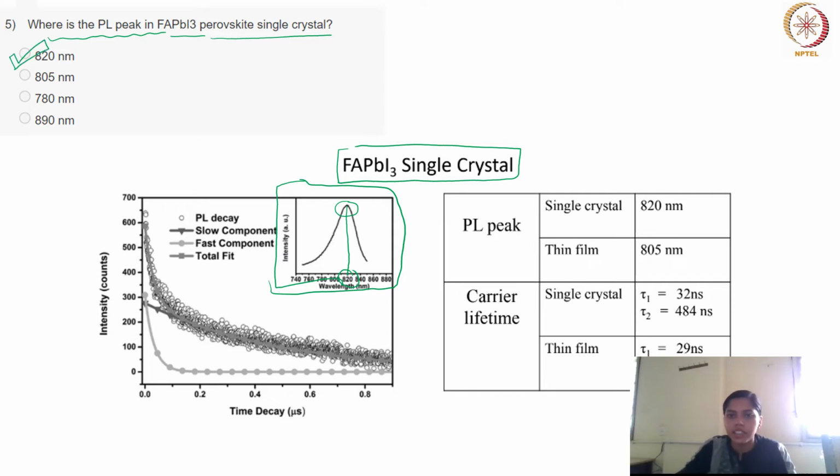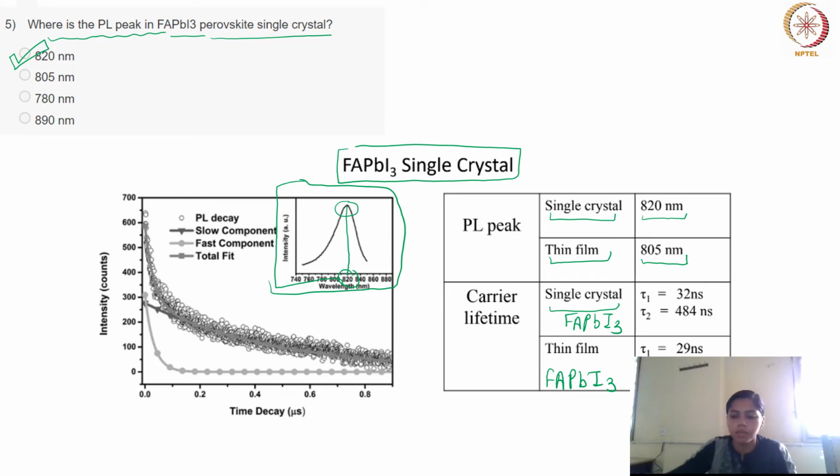For the PL peak of the single crystal of this FAPbI3, which we have just seen, it is around 820 nanometer. But for the thin film of this FAPbI3, the PL peak is around 805 nanometer. And you can also remember the carrier lifetime of both, the single crystal and the thin film of the FAPbI3. Okay, so option number 1 is the correct answer for this question.